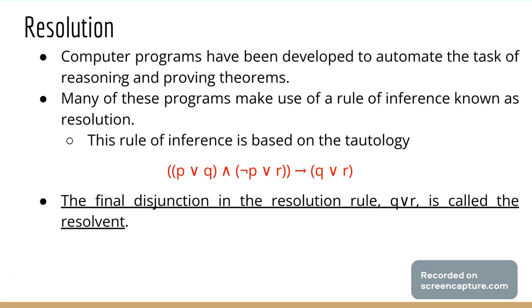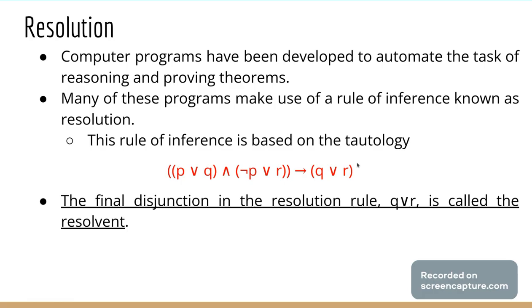First, computer programs have been developed to automate the task of reasoning and proving theorems. Most of the programs use rules of inference known as resolution. So for automating theorem proving, resolution is the rule of inference that is used mostly. And most rules of inference are based on tautology. That means if two statements are true, then the conclusion should also be true.